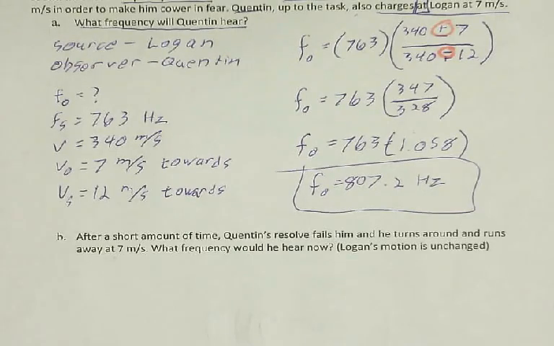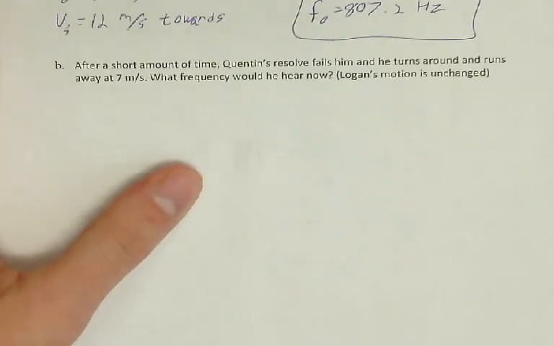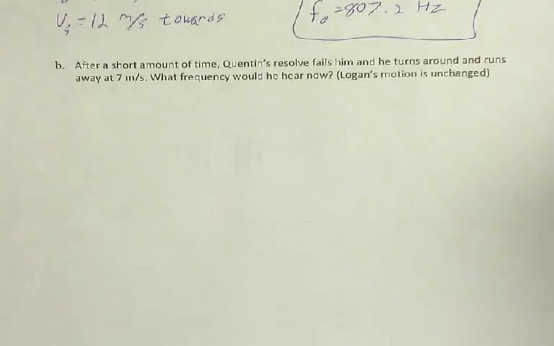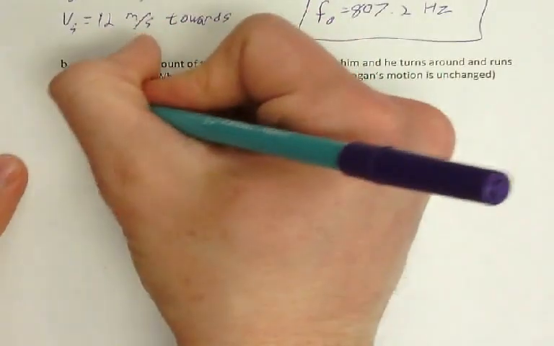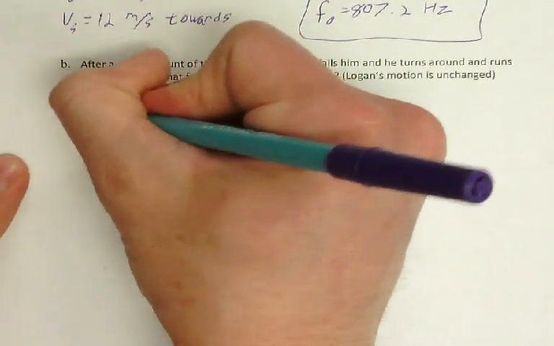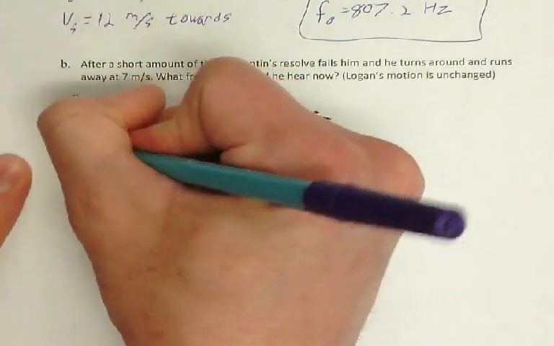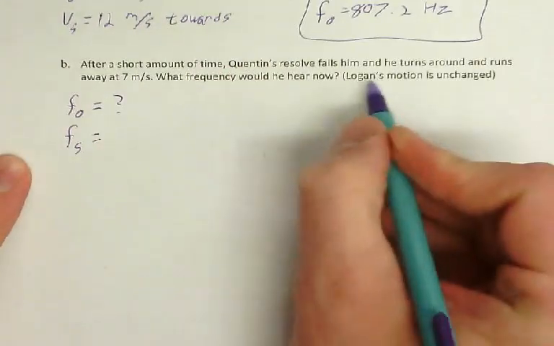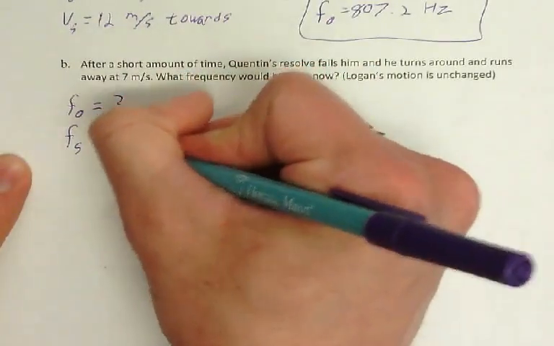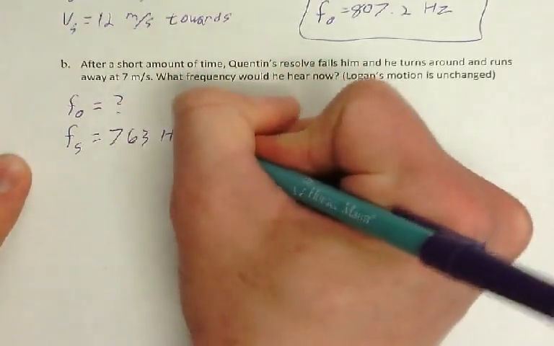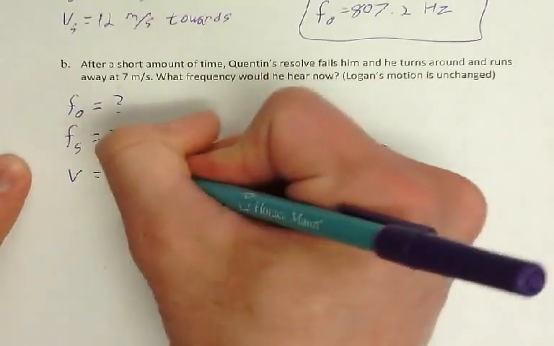So let's look really quickly at B. After a short amount of time, Quentin's resolve fails him, and he turns around and runs away at 7 meters per second. What frequency would he hear now? Logan's motion is unchanged. So we're solving for what frequency does Quentin hear? We're still solving for FO. The source frequency that's made by Logan, it said Logan's motion is unchanged, so he still makes 763. The V is still the speed of sound, which is 340.